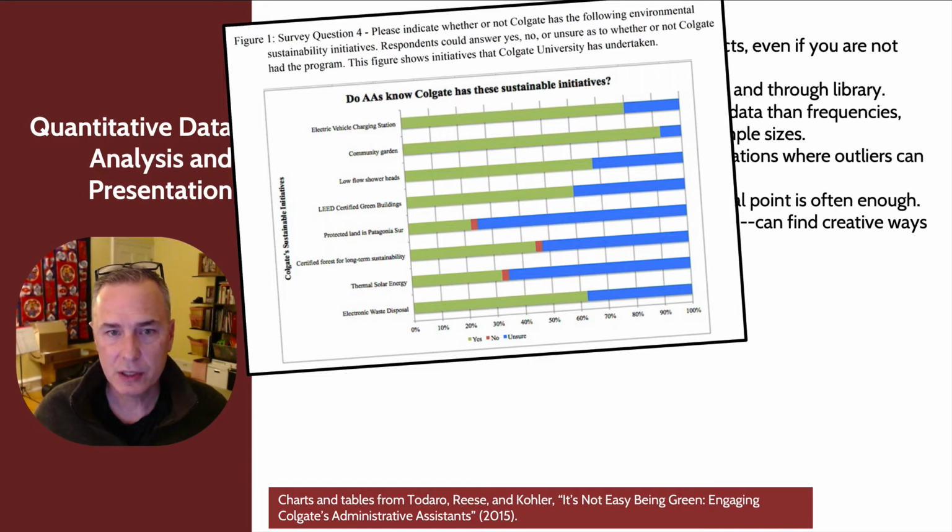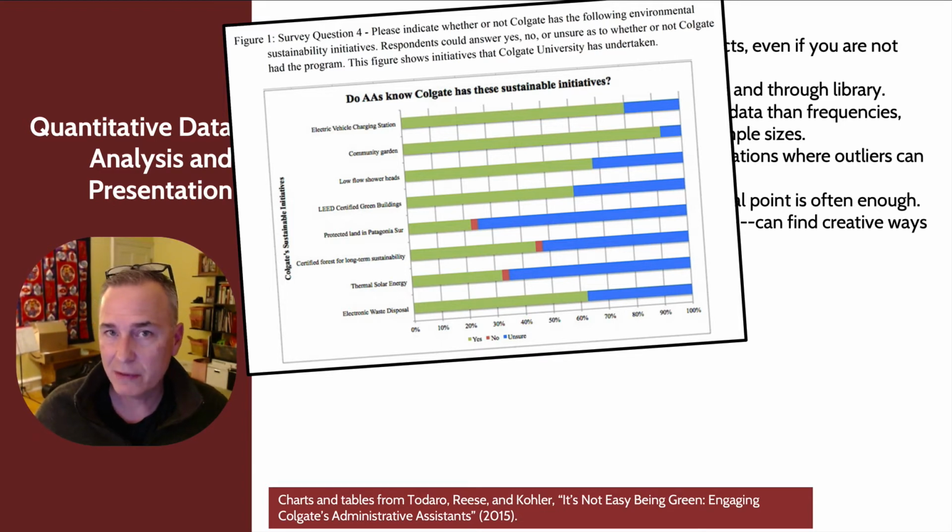This is a relatively simple but at the same time powerful chart that, I think, effectively conveys the extent to which administrative assistants, as important community members on campus, either did or did not know about certain sustainability initiatives. I think they did a good job of using a relatively basic bar chart here with percentages about these different initiatives.